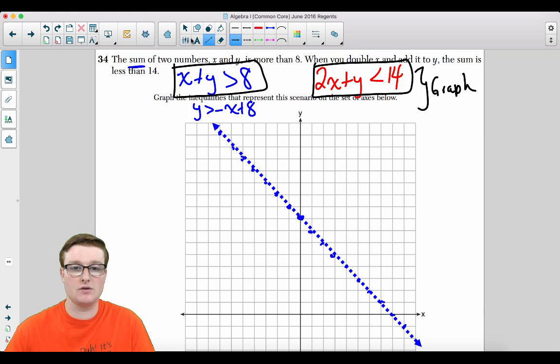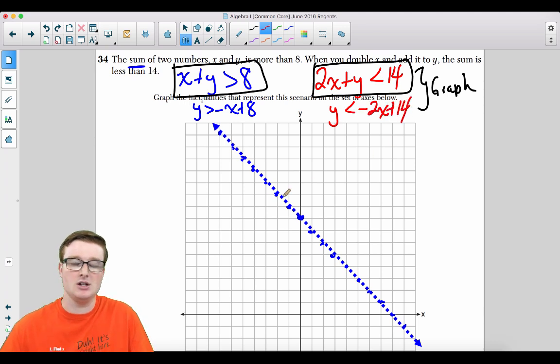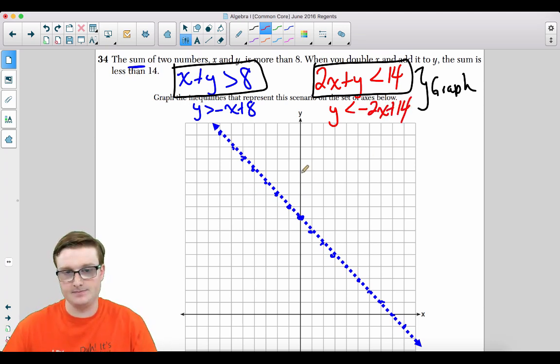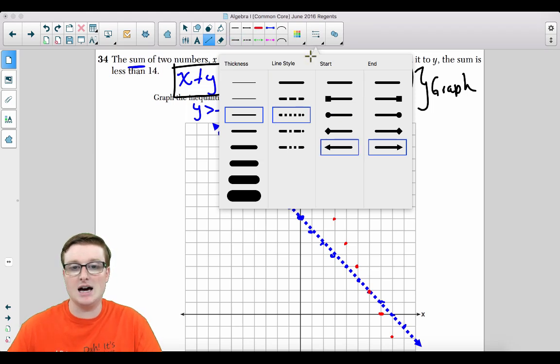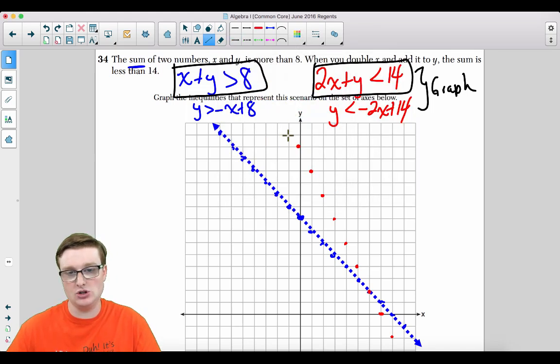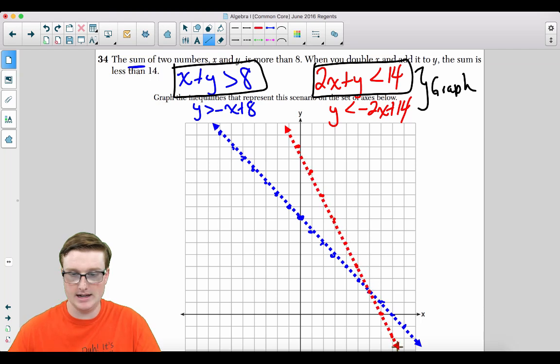Now, the same thing goes for the red. We just graph it. This is y is less than negative 2x plus 14. So you're going to go up to 14, and you're going to go down 2, to the right 1, down 2, to the right 1, down 2, to the right 1, and you keep on going. Like that. Now we're just going to have a dotted line again, and we draw those lines right here.